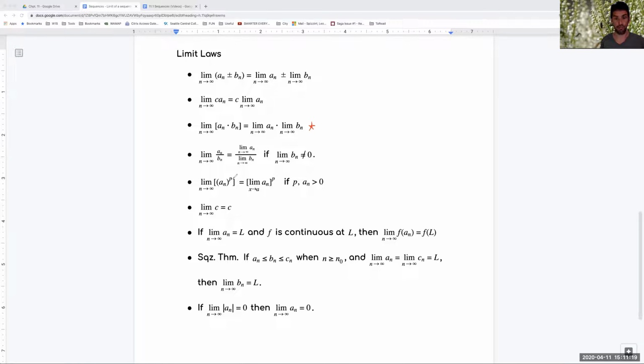Here's one. If we have a power on our sequence, we can take the limit of the sequence by itself and then raise that answer to a power.